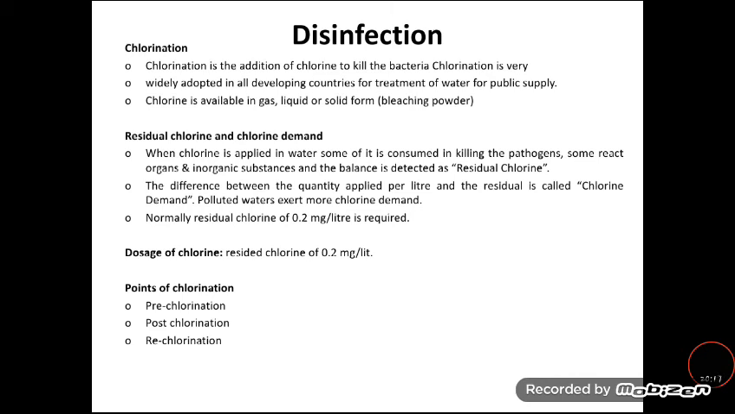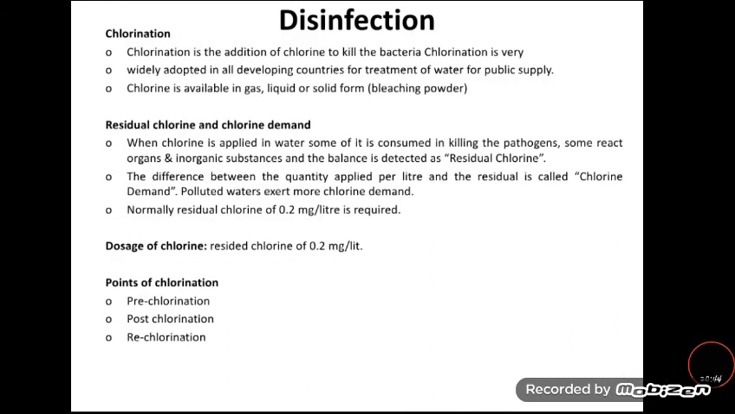In chlorination, chlorine is added to kill the bacteria present in the water, because chlorine is available in gas form, liquid form, and solid form. In any form, according to the usage, we can use it easily. After applying the chlorine in the water, it kills the pathogenic bacteria, and the remaining amount of excess chlorine is called residual chlorine.